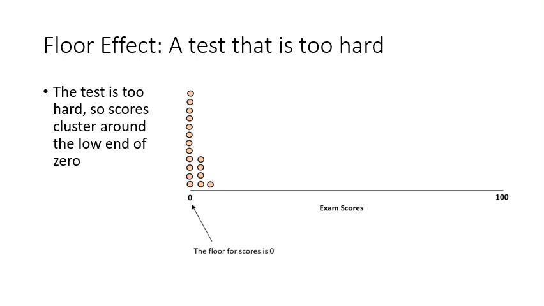A test that is too hard might have a floor effect, that is, the data piles up on the floor. And so in this case, you can see that a lot of students got 0. They couldn't demonstrate anything less than that because there's the floor. The floor is at 0. And this is another way that a data set can be truncated or cut short.